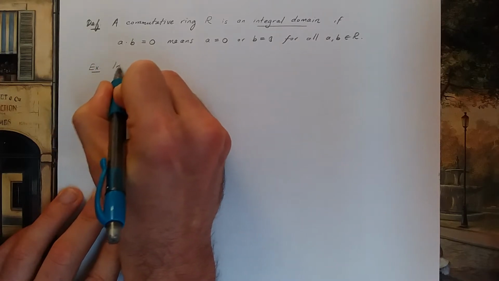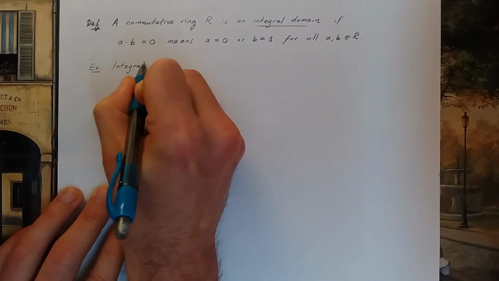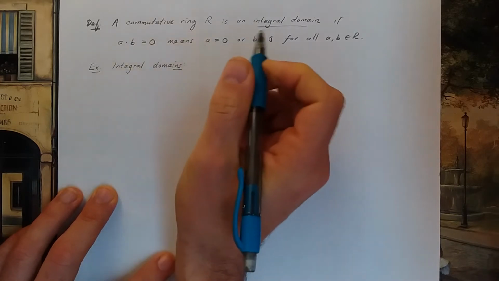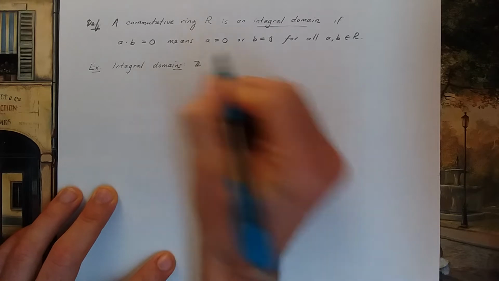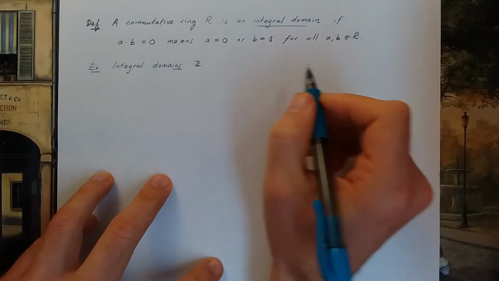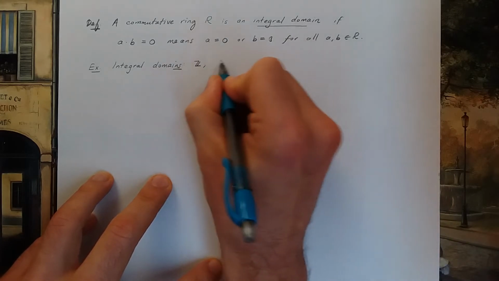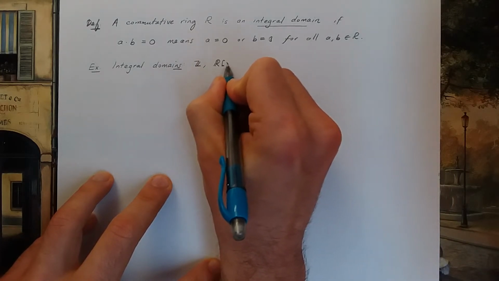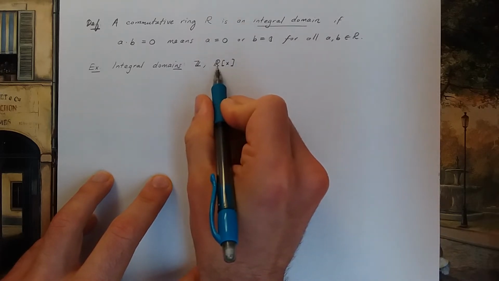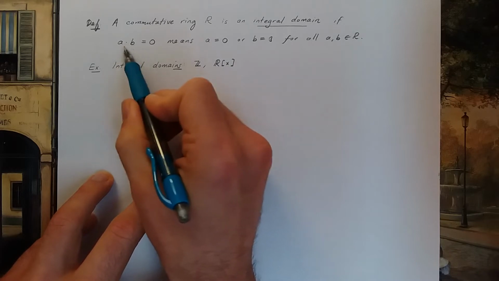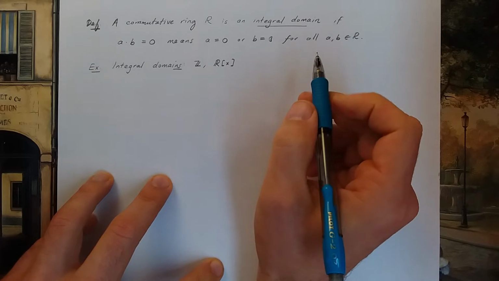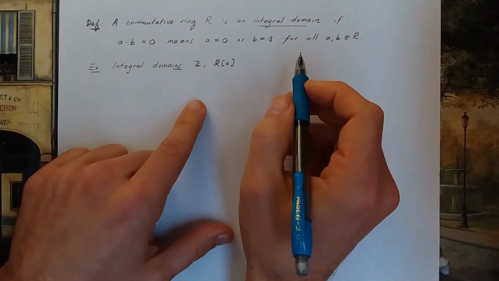Here are some integral domains. The integers are an integral domain. The integers have that property. You can look at polynomials with real coefficients. If you multiply two polynomials together and get 0, then one of the polynomials has to be 0.